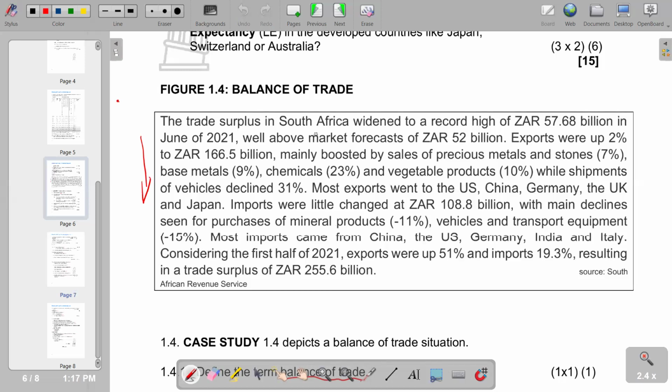If you check at the beginning, it reads, trade surplus. So this term indicates that we have more exports than imports, meaning a positive trade balance. So that's one of the points that we can take note of. And then if we come to the sentence, it says exports were up 2%. So this also indicates that we have a positive balance.